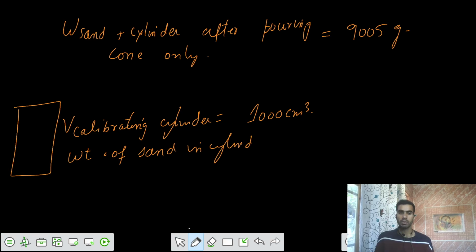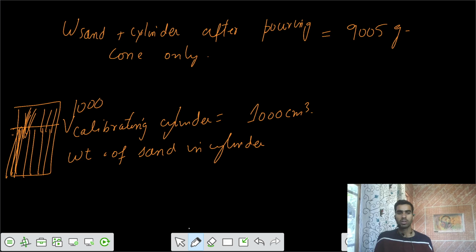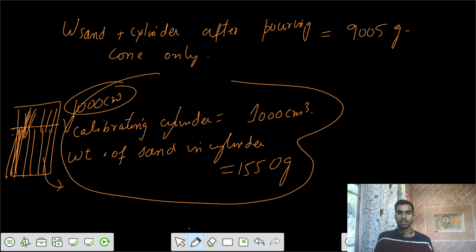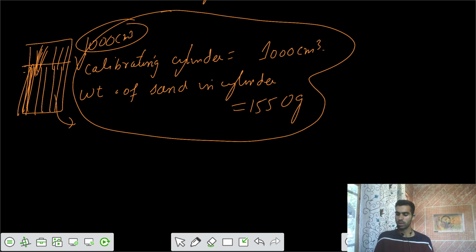so there would be some calibrations. We know there is some particular volume of the calibrating cylinder, 1000 centimeter cube, and we know how much weight of that sand is inside the cylinder. So from this we can get the density of the sand. Let's go for the solution.